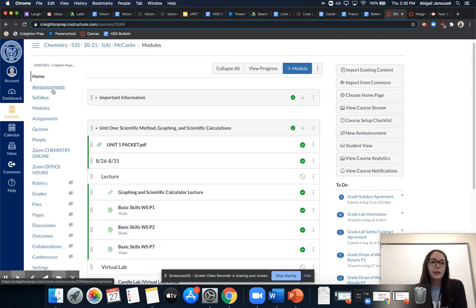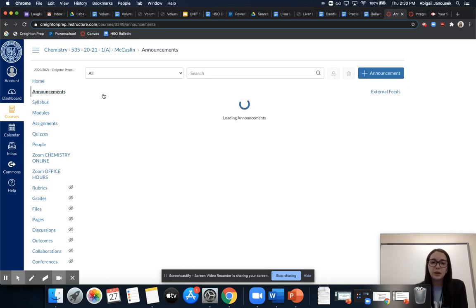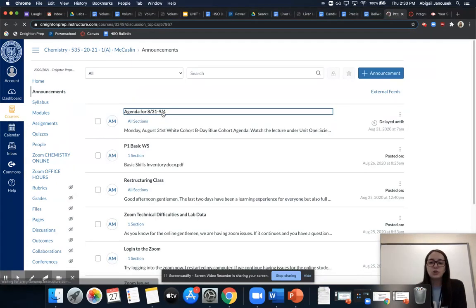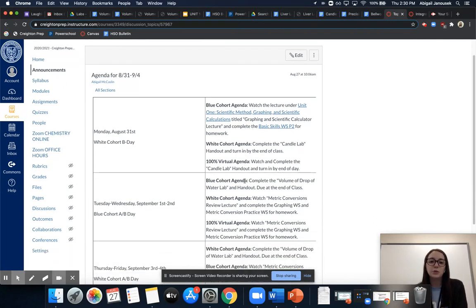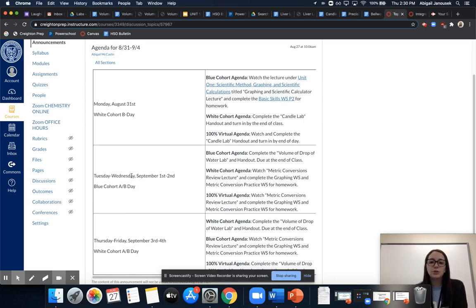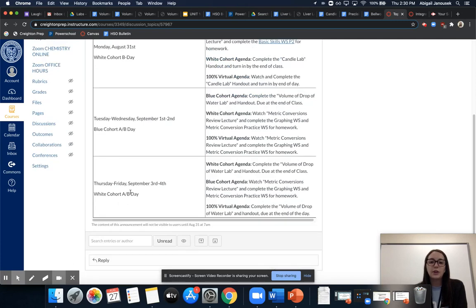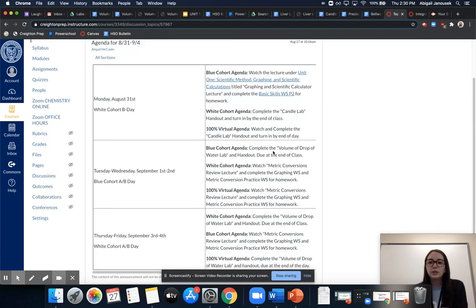I also am planning, and this is an early sneak peek at next week, to make an announcement for every week for the agenda for that week. I'm separating it so that, for example, this is Monday and what the blue cohort is doing, what the white cohort's doing, and what you're doing if you're 100% virtual. Then Tuesday, Wednesday is blue cohort, white cohort, 100%. And then Thursday, Friday with white cohort in person, I have that information as well. Once everything is posted, I'll have it linked here. However, that's all the information I have for you.